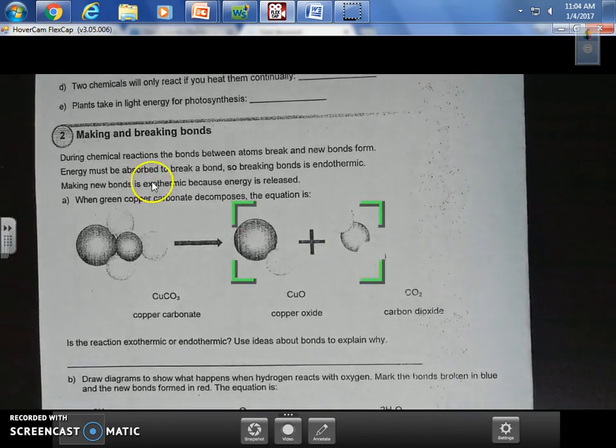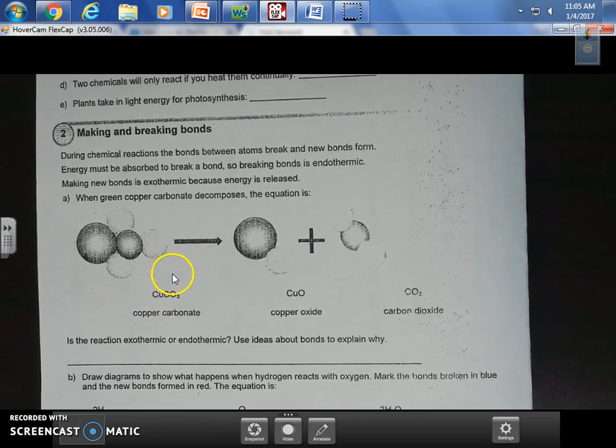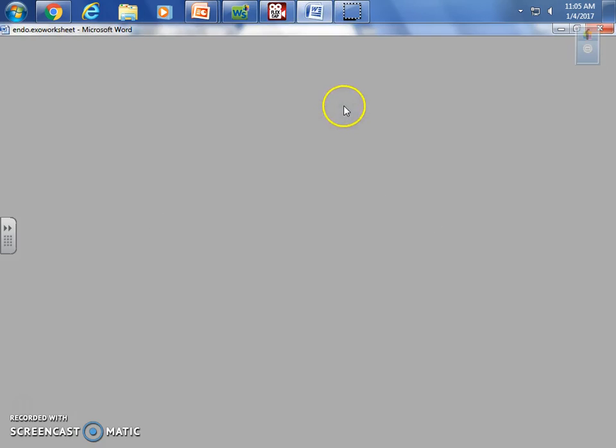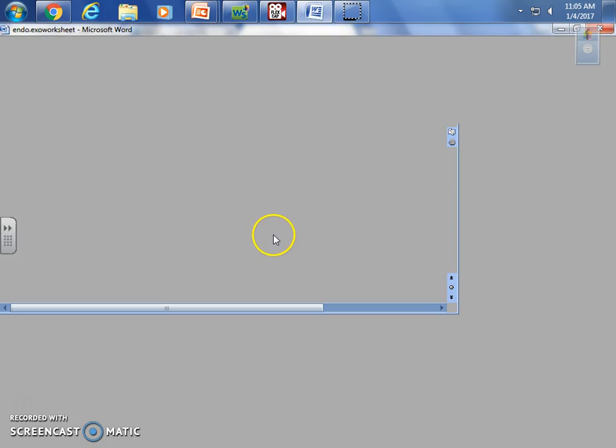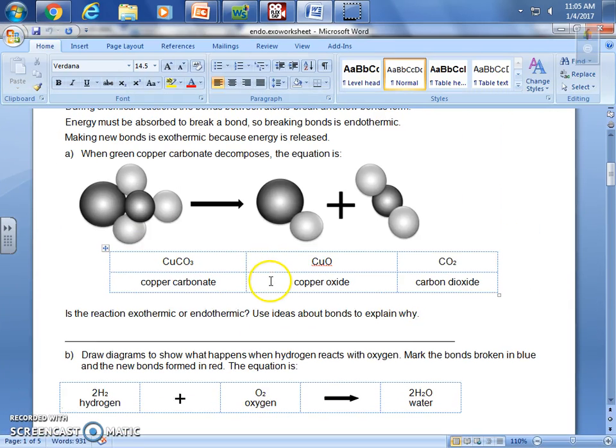On number 2, during chemical reactions, the bonds between atoms break and new bonds form. Energy must be absorbed to break a bond, so breaking bonds is endothermic. Making bonds is exothermic because energy is released. When this copper carbonate decomposes, here's your equation. I have a little bit better of a picture of it. This is hard for you to see. It's right there. So would that be an endothermic or an exothermic process, and use ideas about bonds?